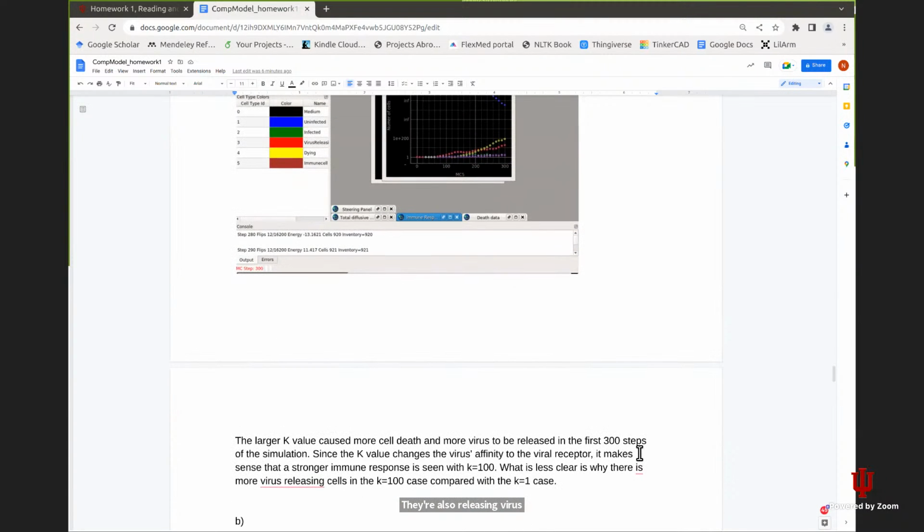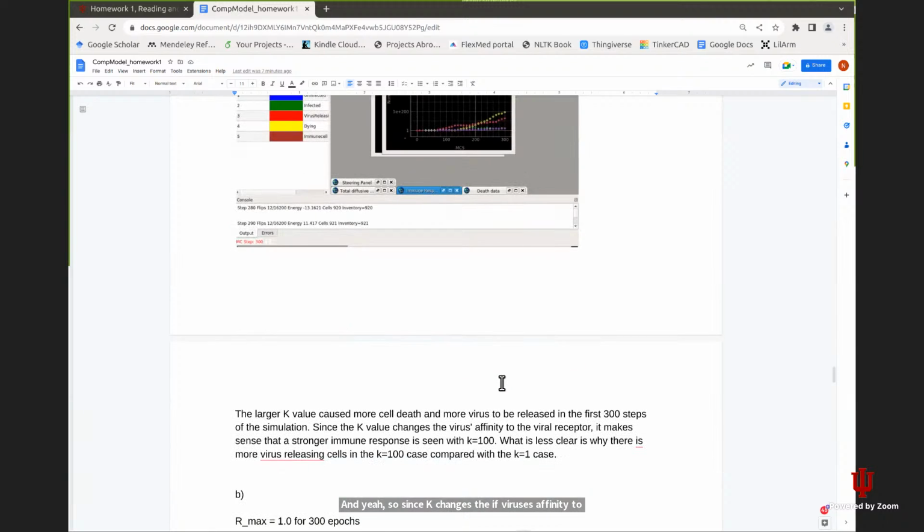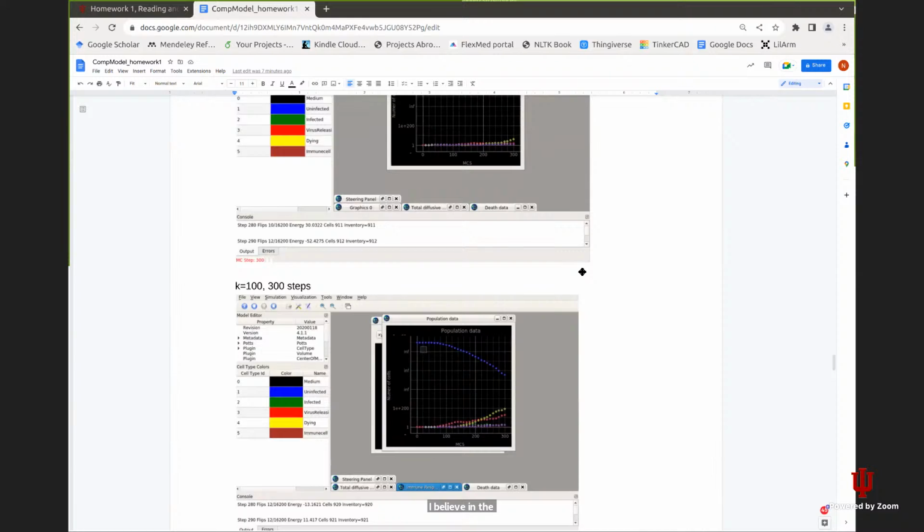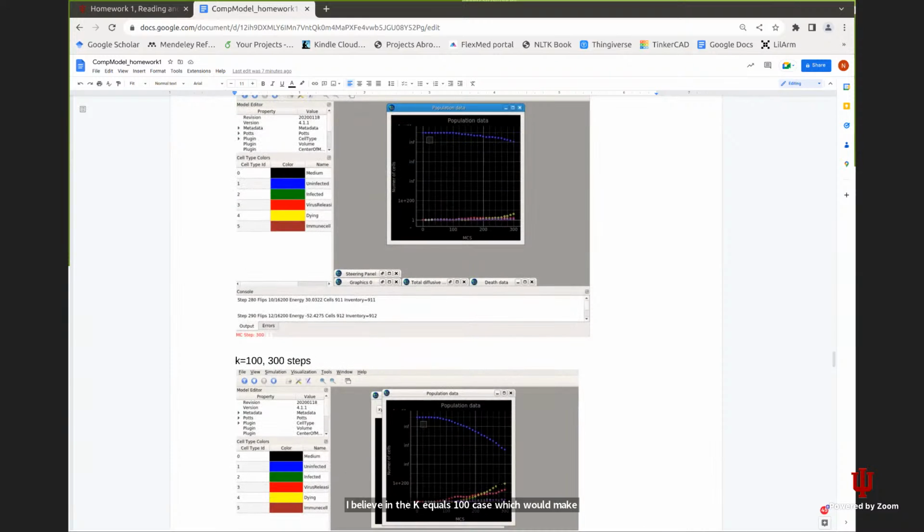And since K changes the virus's affinity to the receptor, it makes sense that my immune response was stronger, I believe, in the K equals 100 case, because I had a lot more death and a lot more virus releasing, but it's hard to see too. My immune cell count was starting to increase as well.